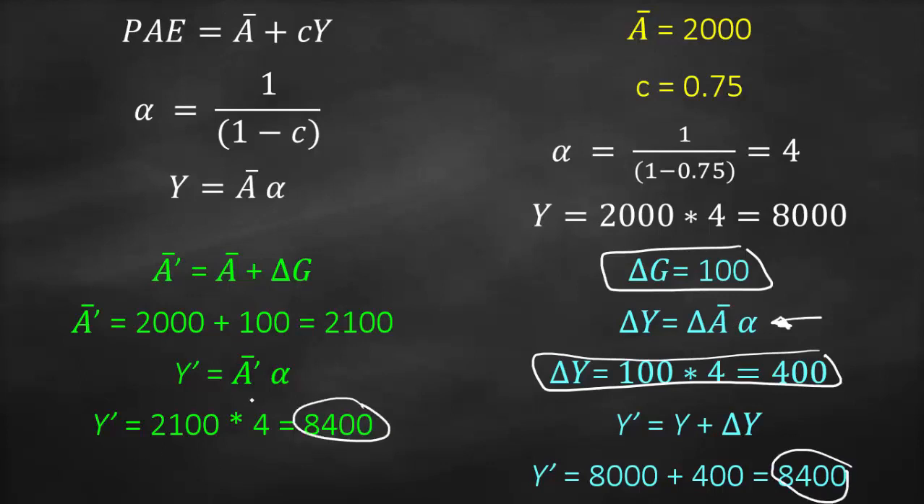So our output increased by how much? The change in output is equal to our new output, Y prime, minus the old output, Y. This will give us 8,400 minus 8,000. This will give us 400.